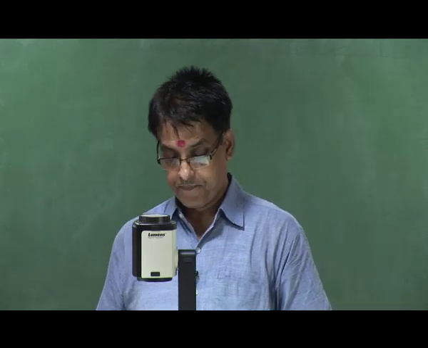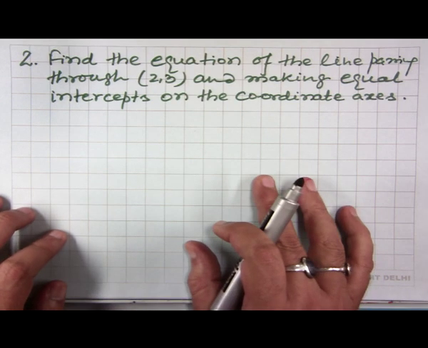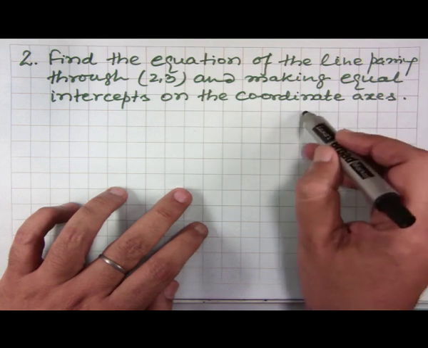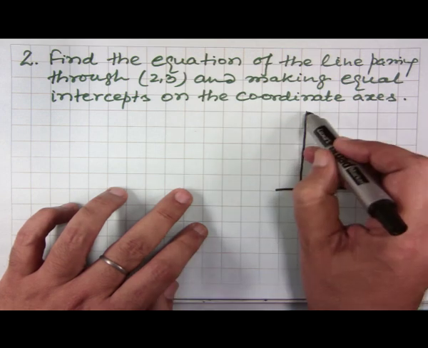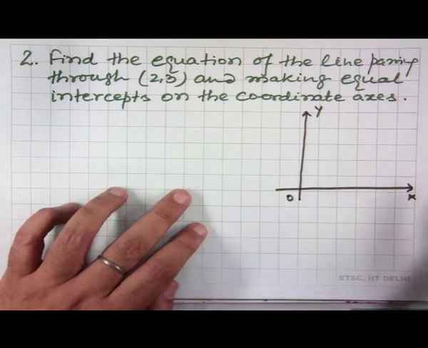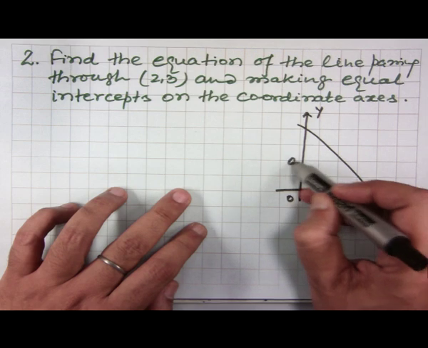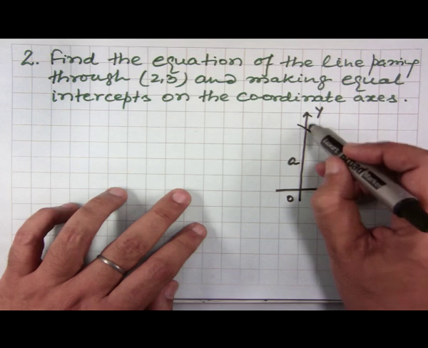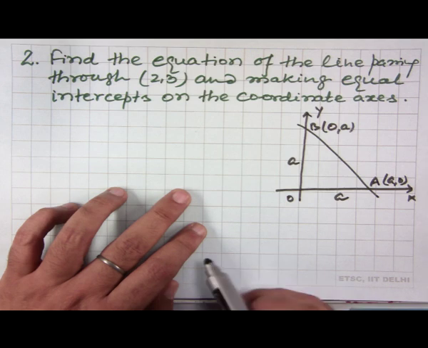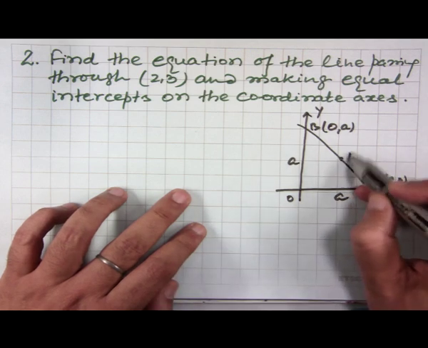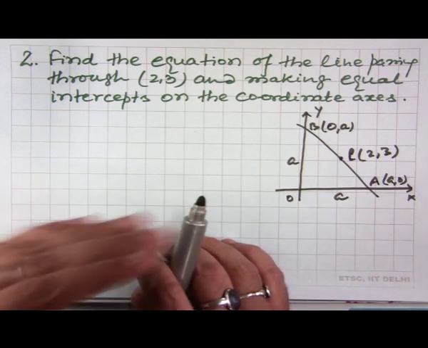Now find the equation of line passing through 2, 3 and making equal intercept on the coordinate axis. Means the situation is like this. So this is x-axis, this is y-axis, this is 0. We have to find the equation of this line which makes equal intercept. This is A and this is B, means coordinate of this point is A, 0 and this point is 0, A. And this line passes through some point P. What will be the equation of this line?